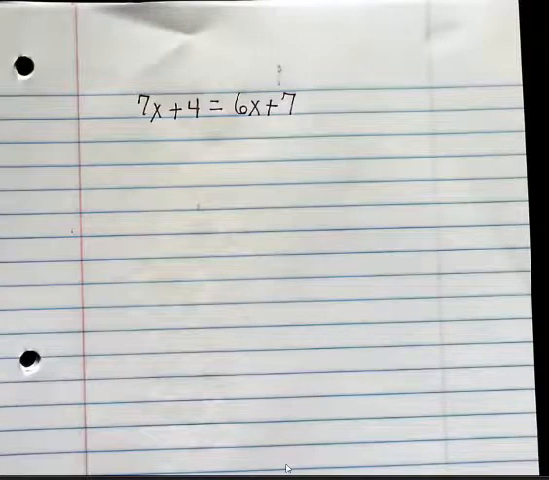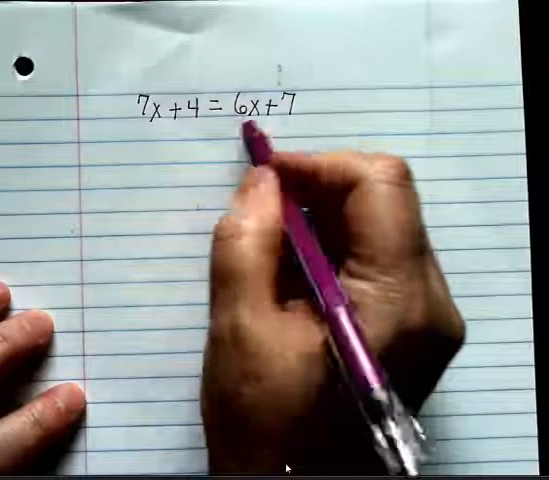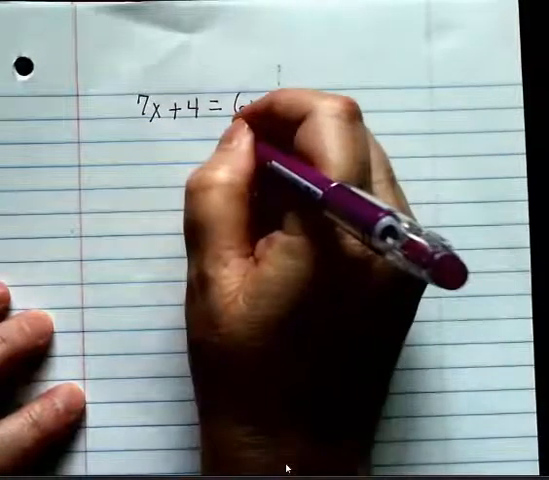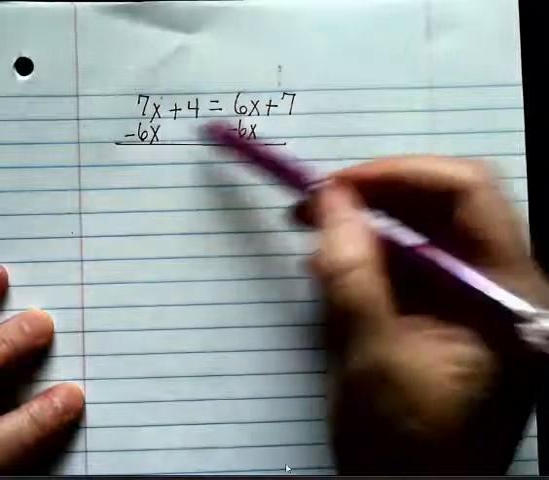So the first thing you want to do is look at your variables. I have a 7x and I have a 6x. Which is my smallest variable? 6x. So that's what you want to get rid of. So in order to get rid of a positive 6x, you would subtract 6x from both sides. Remember, we have to put them with like terms. So x's go with x's.